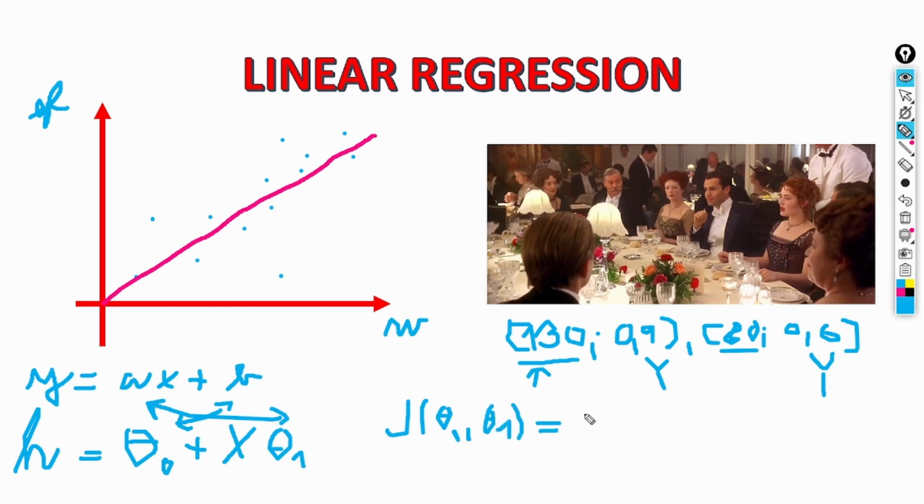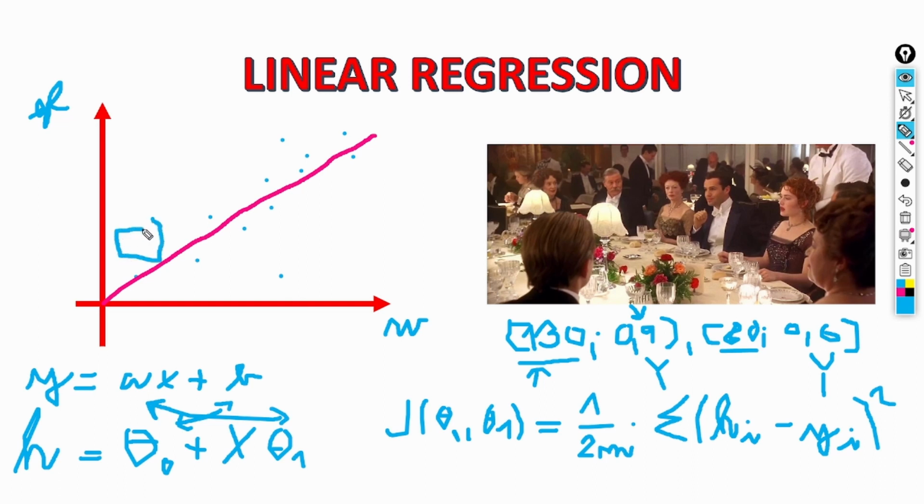It is equal to 1 over 2m, where m is the number of samples, multiplied by the sum of the h. The hypothesis will give us y, but our predicted y and the real y will be stored here. So we will sum our predicted y's minus the real y to the power of 2. Basically, we will count this area from that line, and we will try to minimize the cost function, which is this J. The lower the cost function is, the better our predictions will be.